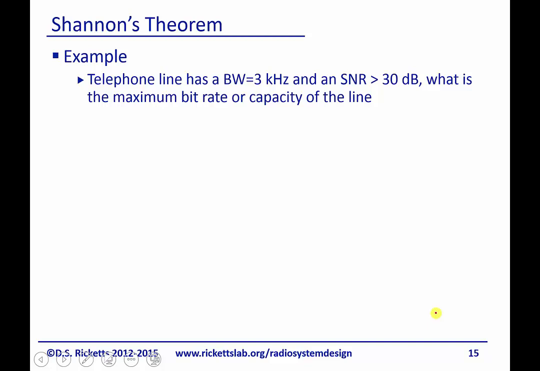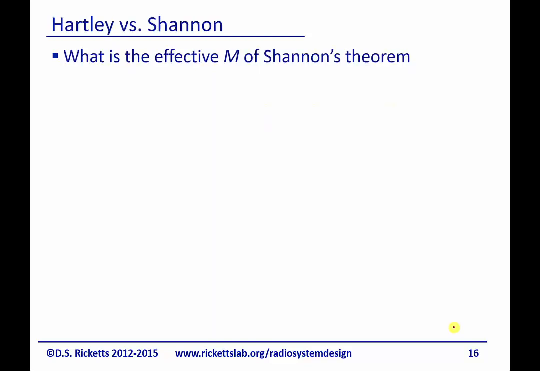So let's go back to this example. We can solve this really quick. C is equal to 3 kilohertz times 30 dB over 3 equals 30 kilobits per second. So you see it works really well.